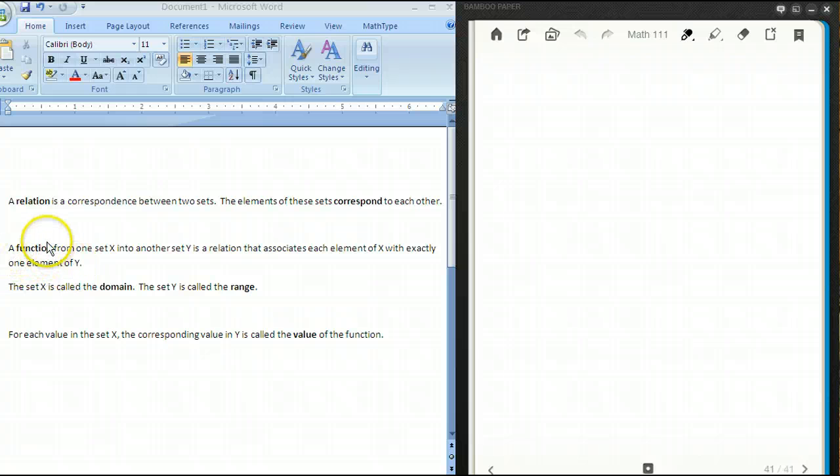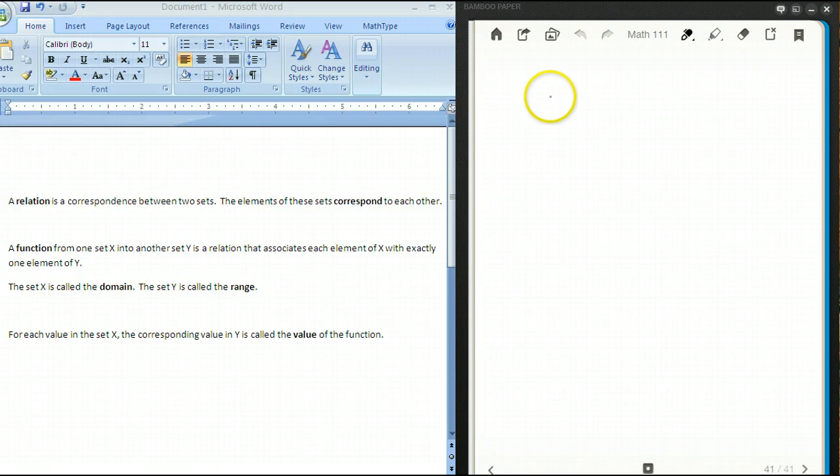Okay, so here we are in our little definition page. It says a function from one set x into another set y. Remember, those sets are collections of numbers for us. A function is a relation that associates each element of x with exactly one element of y. And that word exactly is really important. So let's consider an example for a second.